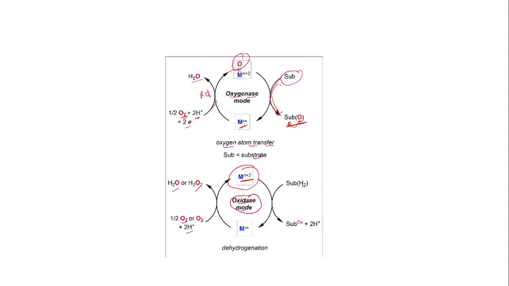Further, the substrate which is attached with hydrogen loses hydrogen, so it is also oxidation, but the oxygen is not attached to the substrate. So oxygen is not generating, but the substrate is oxidizing, due to removal or loss of hydrogen. That's why it is known as the oxidase mode. So this is all about it.